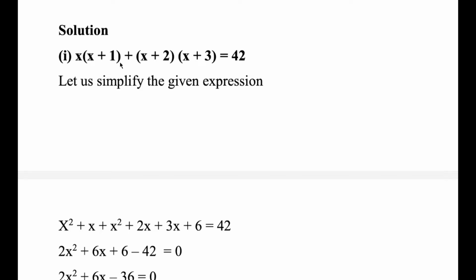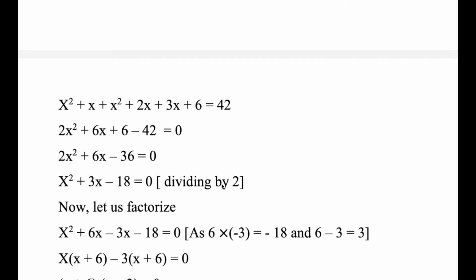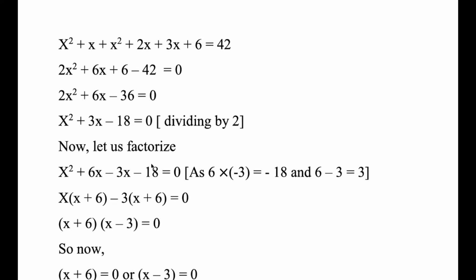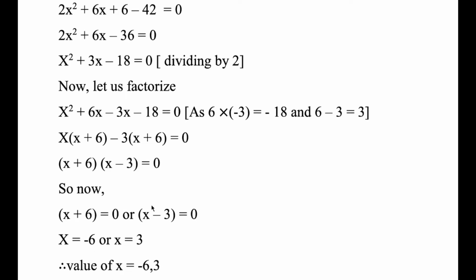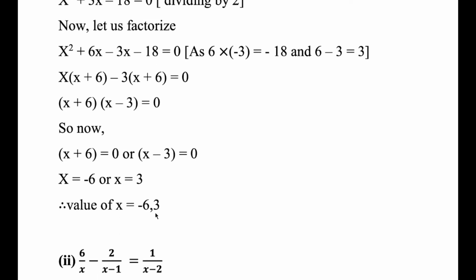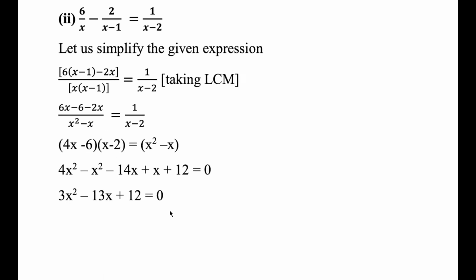x into (x plus 1), (x plus 2) into (x plus 3) is equal to 42. So the second term, that is x plus 2 into x plus 3, just multiply. After that just addition, reduce a little bit, dividing by 2. After that the middle term factorization method, you will get the values of x will be equal to minus 6 and 3. Come to the next problem.